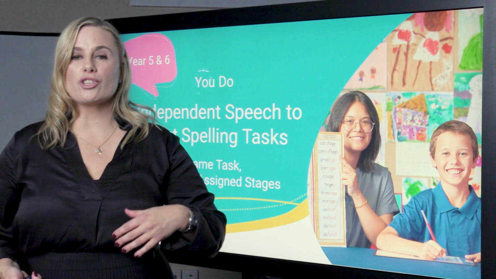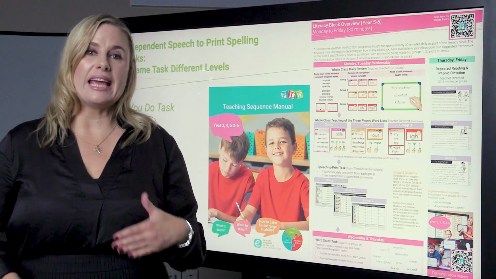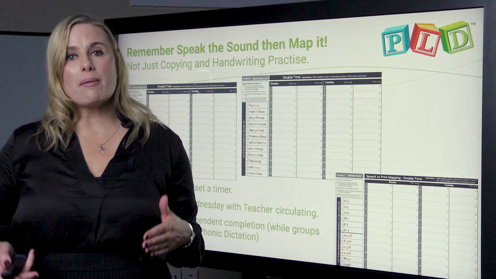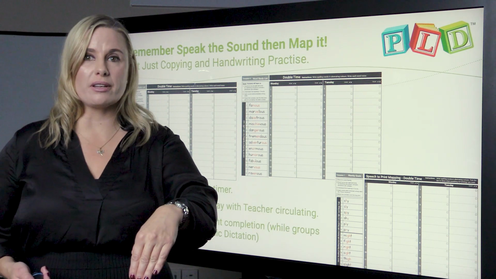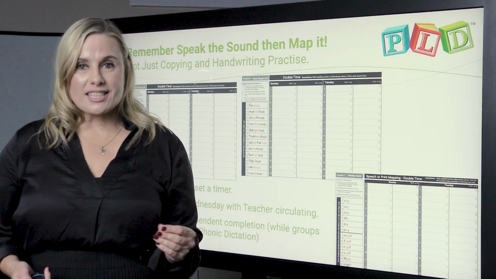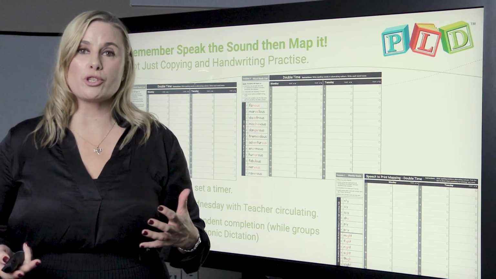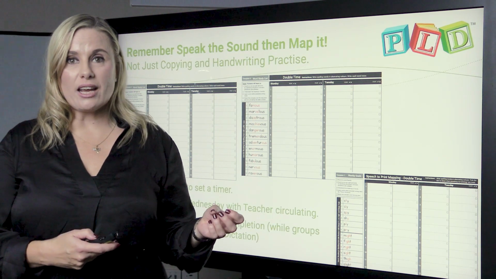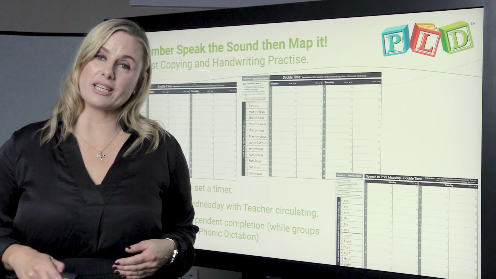The students now move into the independent speech to print spelling tasks. This is the you do task. It is the same task, but for the different levels within your classroom. Remember, we want the students to speak it, sound it out, then map it. This is not just a handwriting or a copying practice task. Set a timer. On a Monday, Tuesday, Wednesday or Thursday, this is a great opportunity for you to circulate and check on individual student progress. On a Thursday or a Friday, this could be used as independent work whilst you're working with a phonic dictation group.